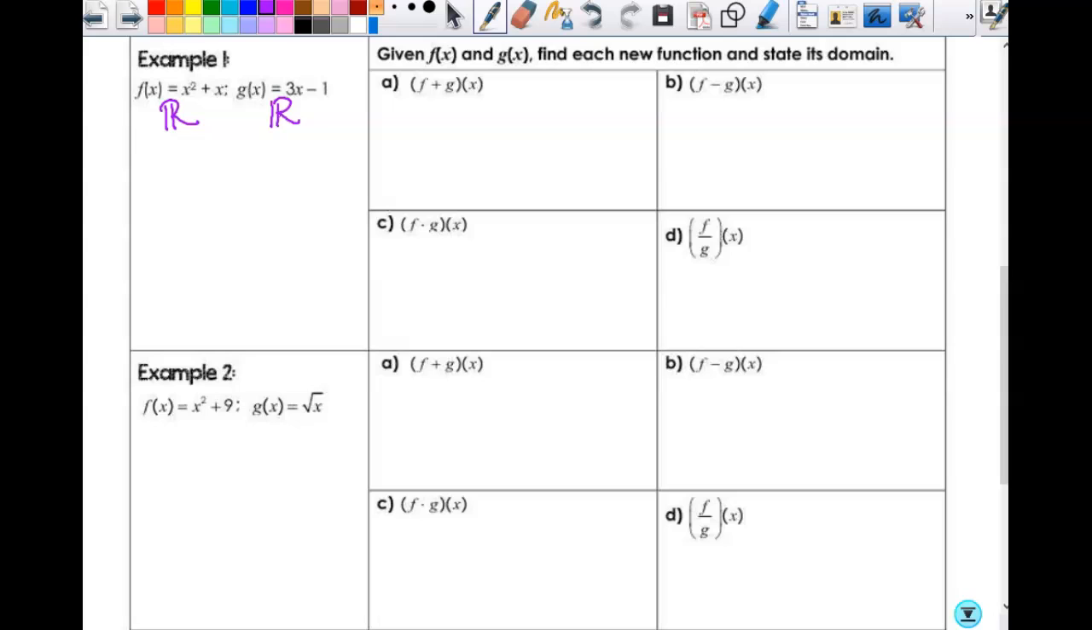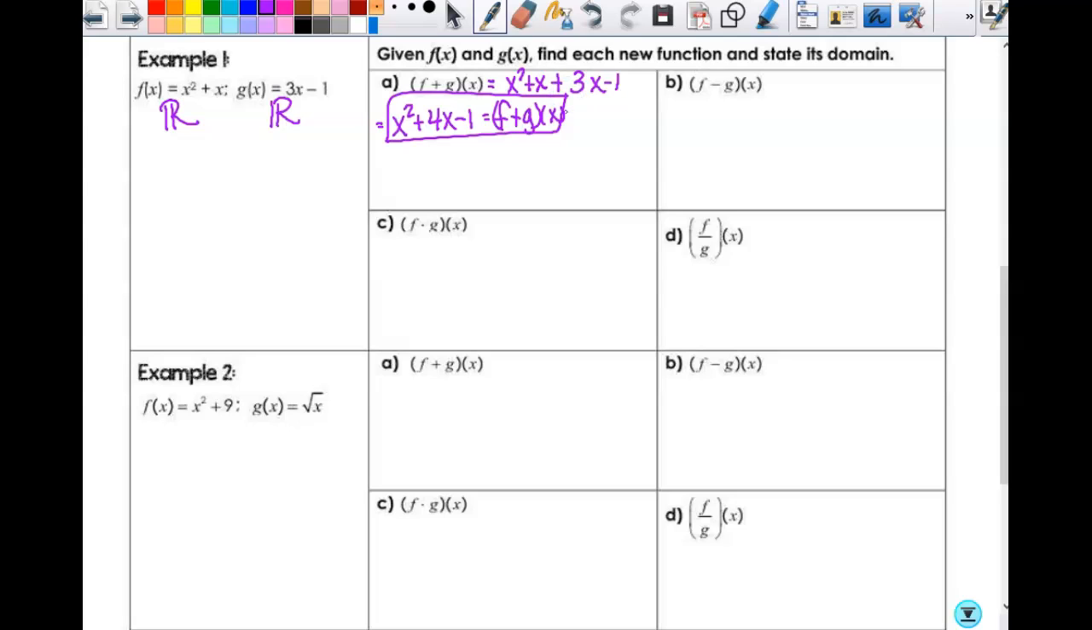So now let's go and actually find some of these. f plus g of x. So I take f of x, which is x squared plus x, and add to it g of x, which is 3x minus 1. So once I add those together, I get x squared plus 4x minus 1. Can't do anything else with that. That is equal to f plus g of x. Make sure you are labeling your answers and you don't just box an expression somewhere.